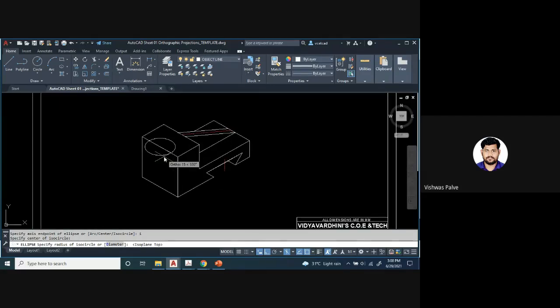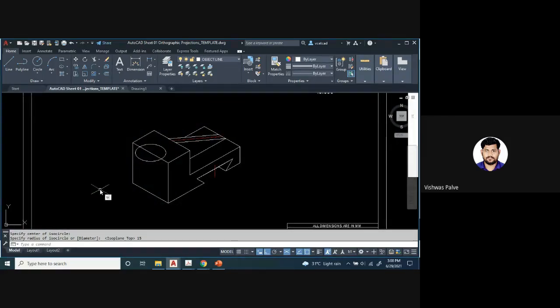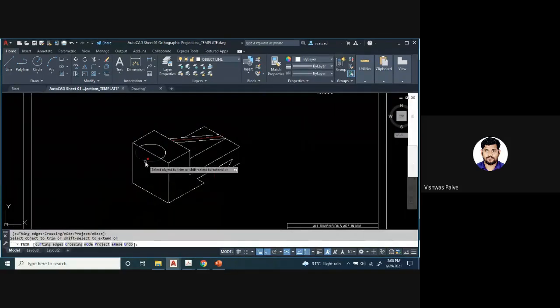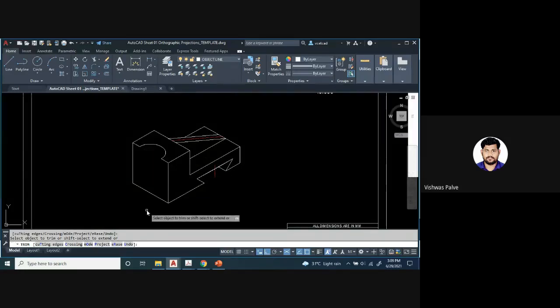How much is the radius? 15. Yes. So I have drawn that. Now I will use the trim option, TR double enter, I'll remove this portion, I will remove this part. Okay. Now I want to draw the bottom part.